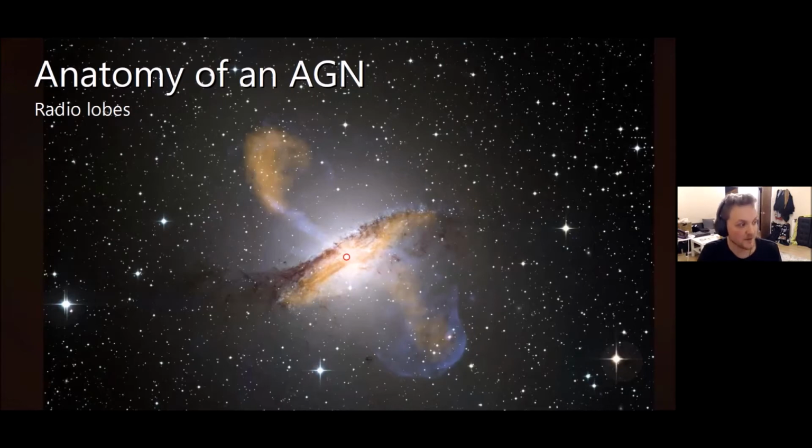Nevertheless, they are very, very bright. In fact, the energy deposited into these jets and these radio lobes is comparable to the rest of the energy output of the AGN. So the radiation we get from radio is not insignificant.